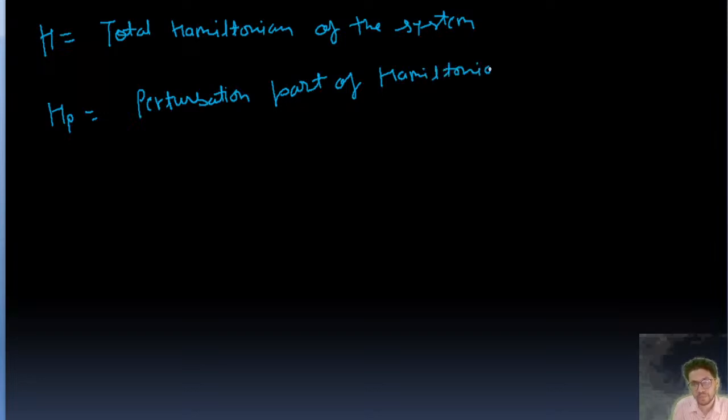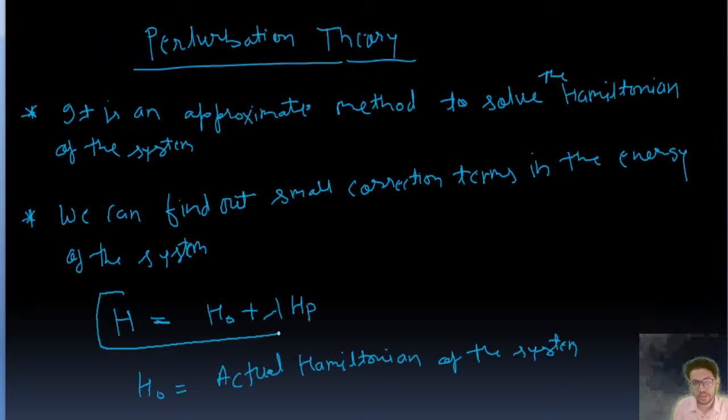So in this equation, this is the total Hamiltonian of the system. This is the actual Hamiltonian of the system. This is the total Hamiltonian after perturbation. And HP is the perturbation part of the Hamiltonian.